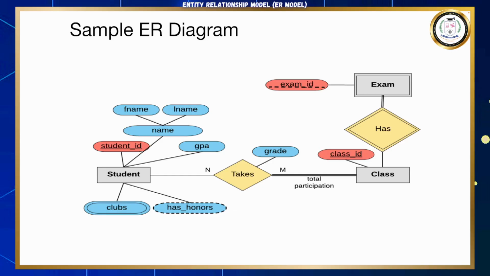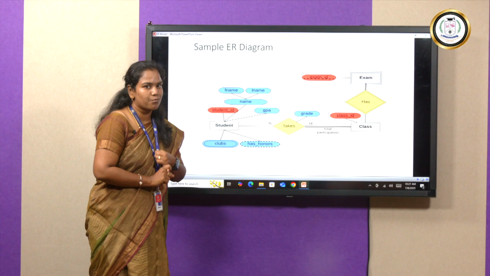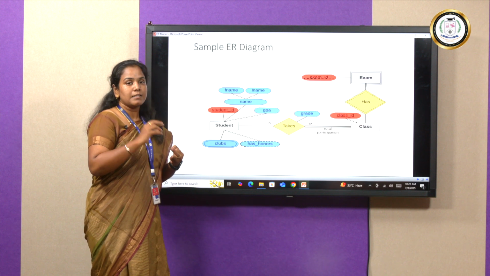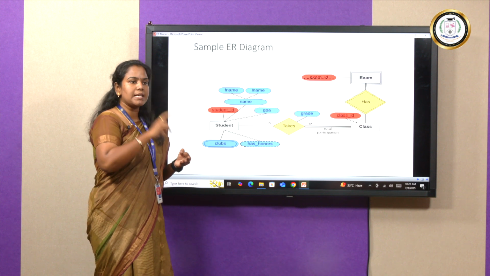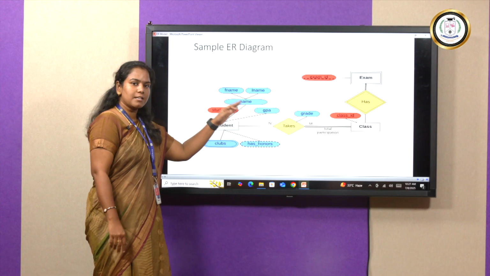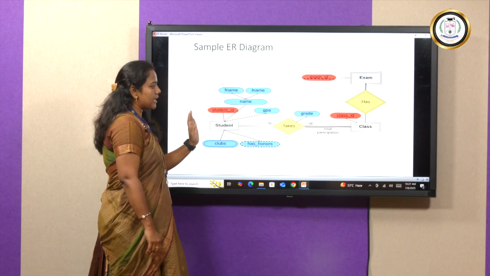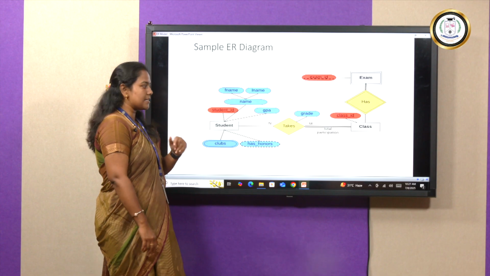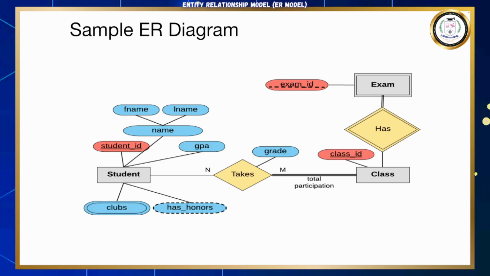Next one, this is a sample diagram for an ER diagram. To draw an ER diagram, first we need to analyze what are all the various entities we need, then what are all the various attributes for each and every entity, then what is the relationship between these entities, then we need to analyze the relationship among them. Here I have taken a student database. Under student database, I have considered the various entities: student, class, exam. These are the entities that I have taken under a sample student database.